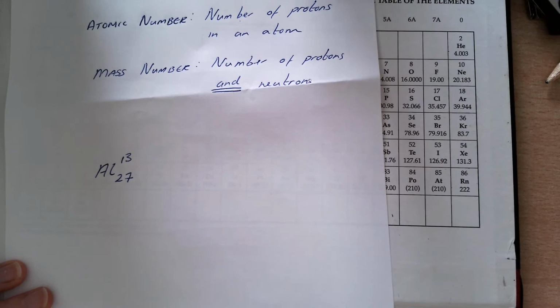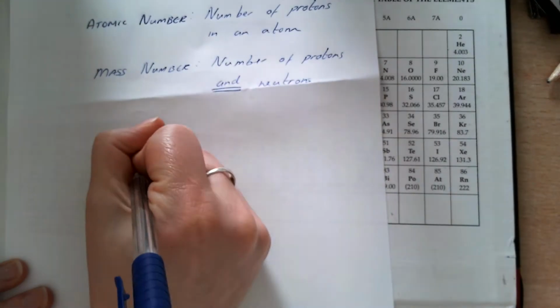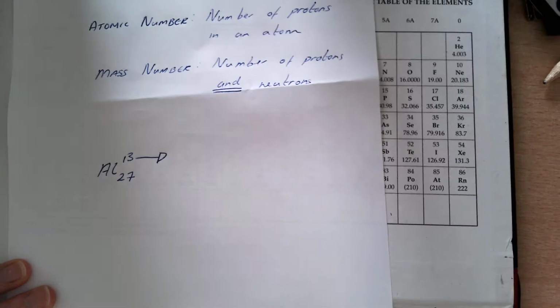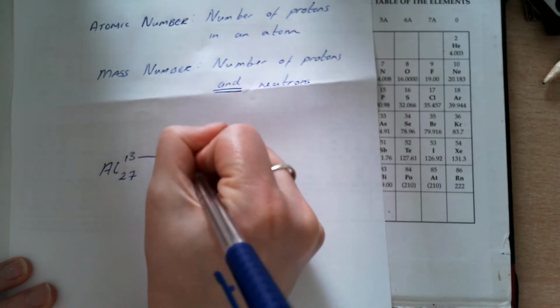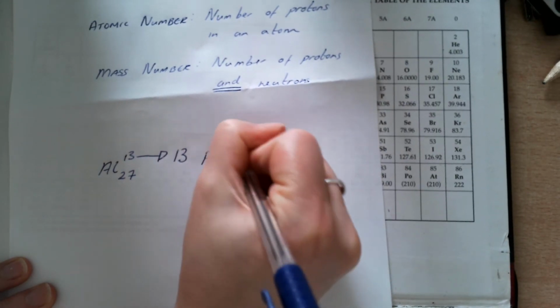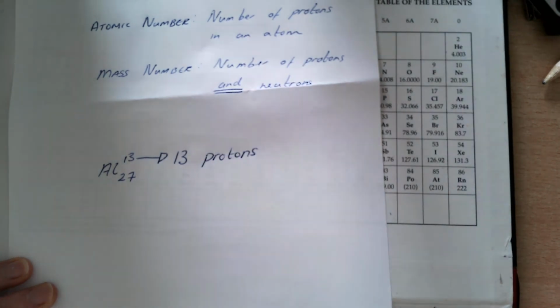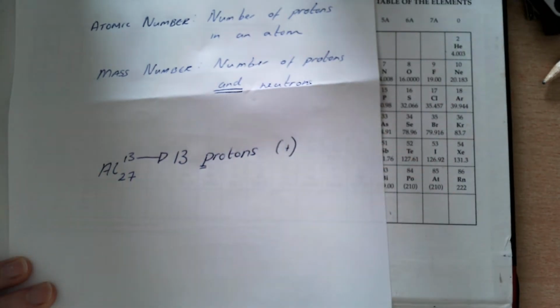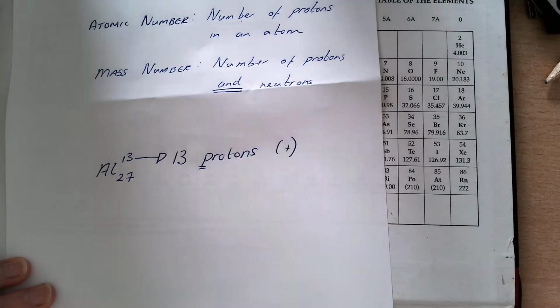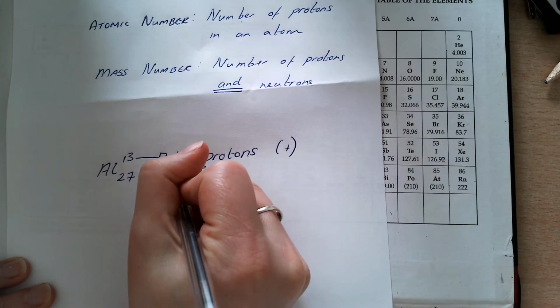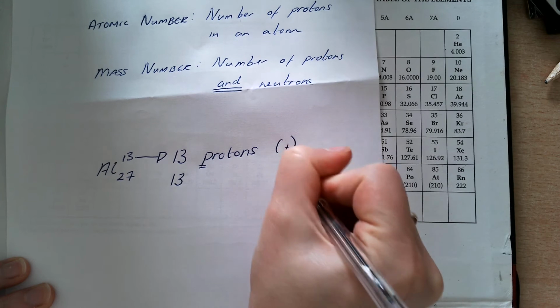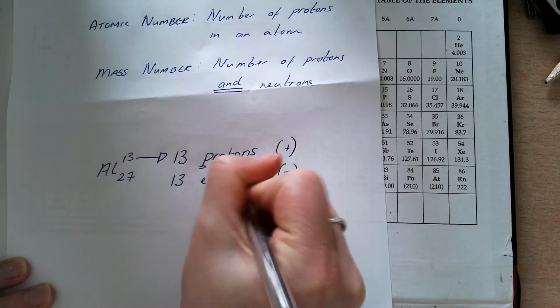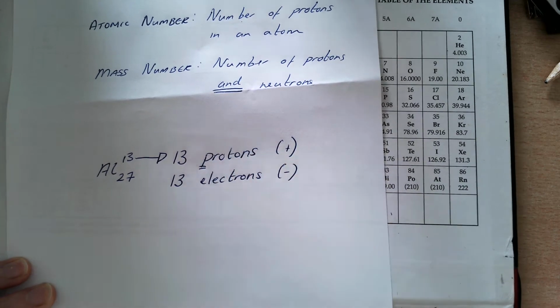Okay, so that's 27. So what I have here is aluminium with an atomic number of 13 and a mass number of 27. I know my atomic number is my number of protons. So straight away, that means I have 13 protons. Remember, my protons are positively charged. So every single atom is neutral. So if I have 13 protons, I must also have 13 negatives.